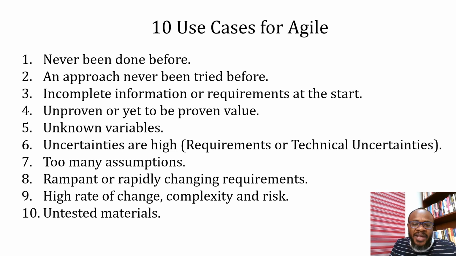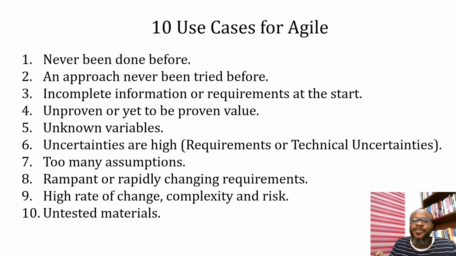Number three, incomplete information or requirement at the start of the project. Most agile projects do not have all the information available at the start of the project. For example, I keep referencing COVID because it's a recent phenomenon, okay? Right from the start, they didn't have all the information about the viruses. They didn't have all the information about the procedures they need to undertake in order to develop the vaccine. They didn't have the information that as they move along, the viruses will mutate, they will change their nature. They didn't know that. It just happened, okay?